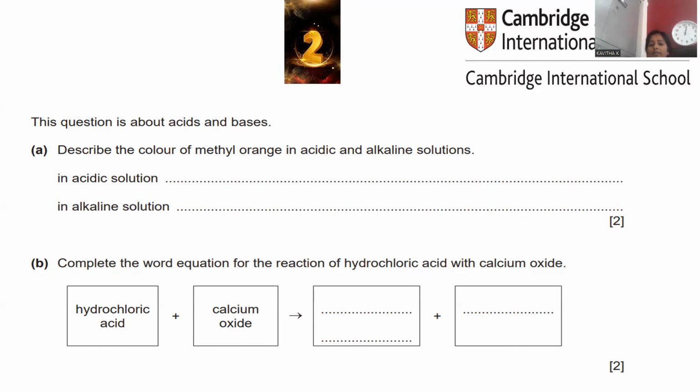Always, metal oxides are basic. Always, non-metal oxides are acidic. Metalloid oxides are amphoteric. Amphoteric means a slight extent of acidic nature and a slight extent of basic nature will be there. Calcium oxide is a metal oxide, so we can say it is a basic oxide. Hydrochloric acid is the stronger mineral acid. So whenever they combine, obviously there is a formation of salt and water. Let's see how we can complete the reaction.